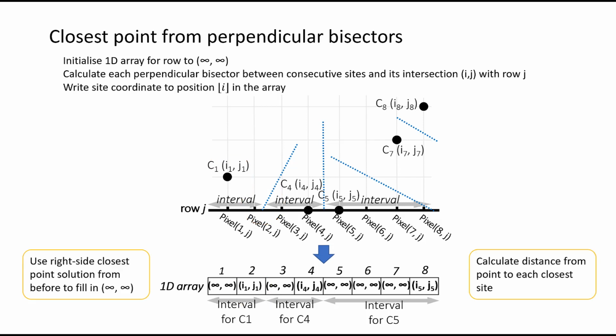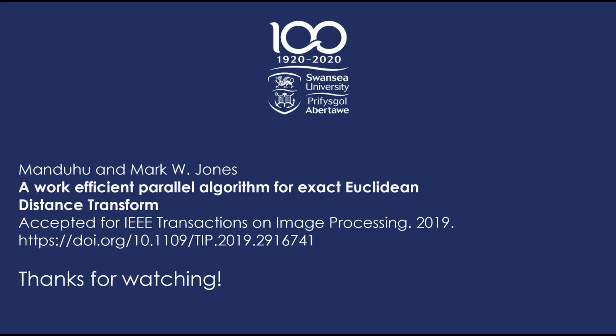The array has the remaining sites distributed according to the perpendicular bisectors. We then fill in the remaining points using the right side closest point solution. Finally, we can calculate the distance from each pixel to its closest site as indicated by the list. Further GPU implementation details are in the paper.